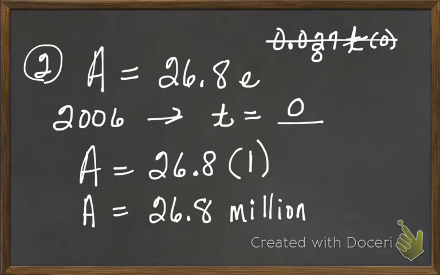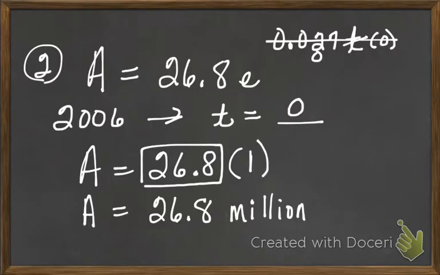Now, once you get the hang of this, you may not have even worked out number 2 because you would realize that the 26.8 was the original amount. And that would have been in the year 2006 when t was 0. If you want to just work it out to make sure, that's always going to be your amount in the beginning year, whatever year this information has been collected. All right, let's go to number 4.